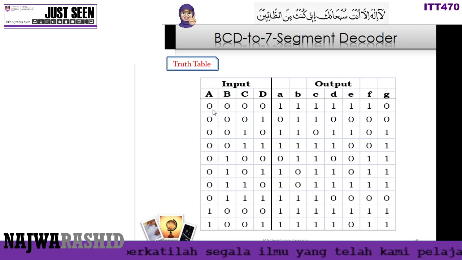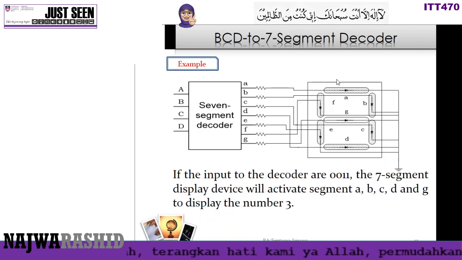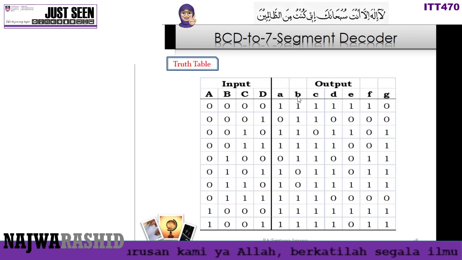Okay, if the input is 0, when we translate into decimal, it's equal to 0. So in order to display the number 0, it will activate segment A, segment B, segment C, segment D, segment E, and segment F. When we look back at this, if we want to display number 0, all the segments are activated except the G segment. That's why under the output here we have all 1, only 0 at G.